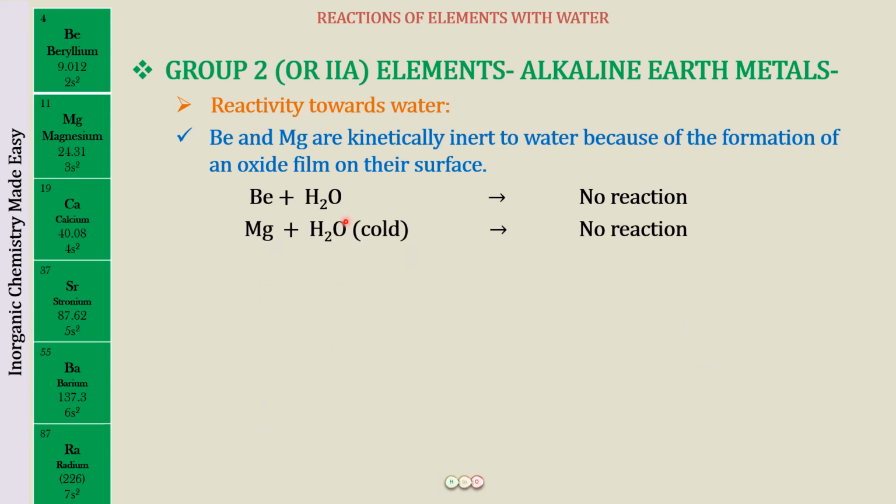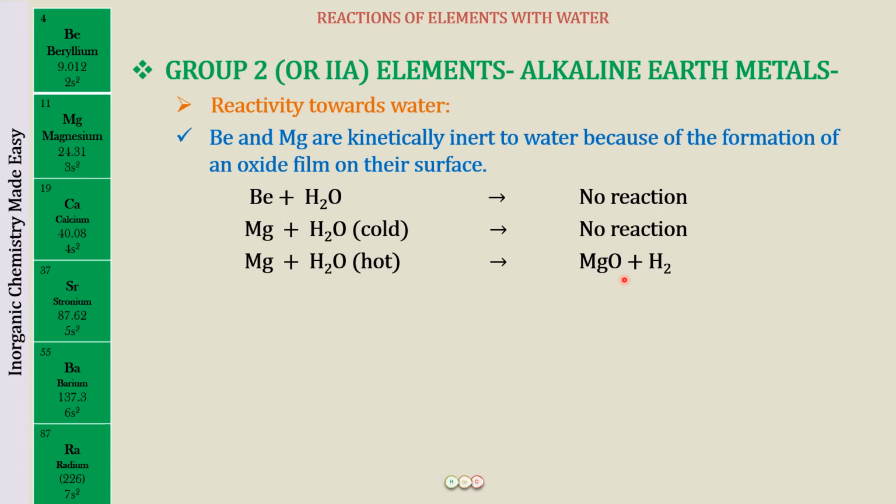But when we look at the reaction of magnesium and water, magnesium does not react with cold water, but it can react with hot water. And when it reacts with hot water, hydroxide will not be formed. It will be the oxide that will be formed. Now, one very important thing that you have to remember here is that magnesium oxide is sparingly soluble in water.